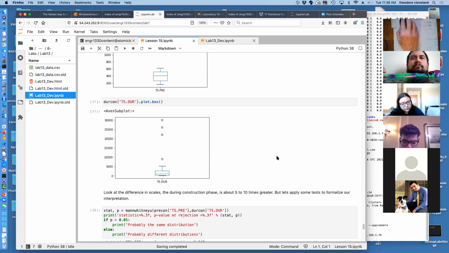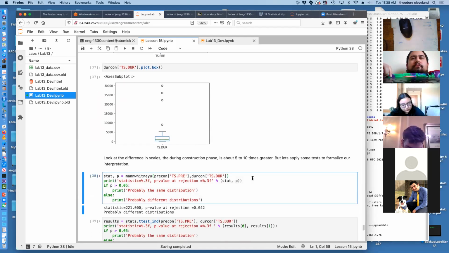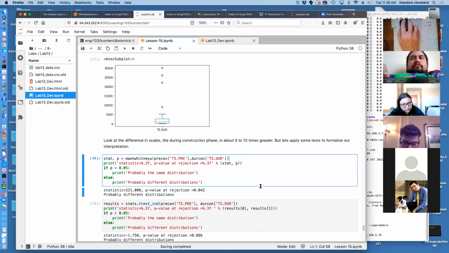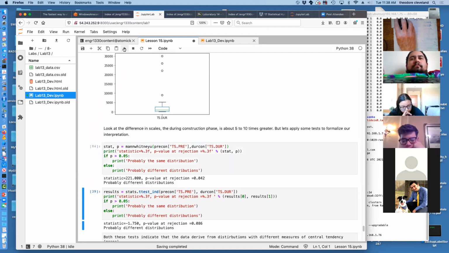So the difference in scales suggests that there's something going on, but let's apply our test to formalize our interpretation. In this case, we're going to ask, do these come from the same underlying distribution or not? And we're going to choose our alpha value of 5%. We'll apply Mann-Whitney because I already know that these are not particularly normally distributed, and we get probably different distributions.